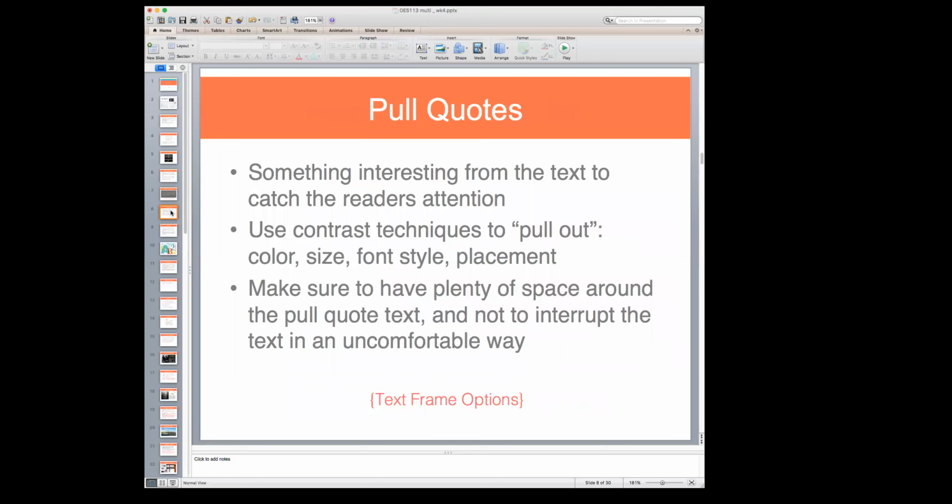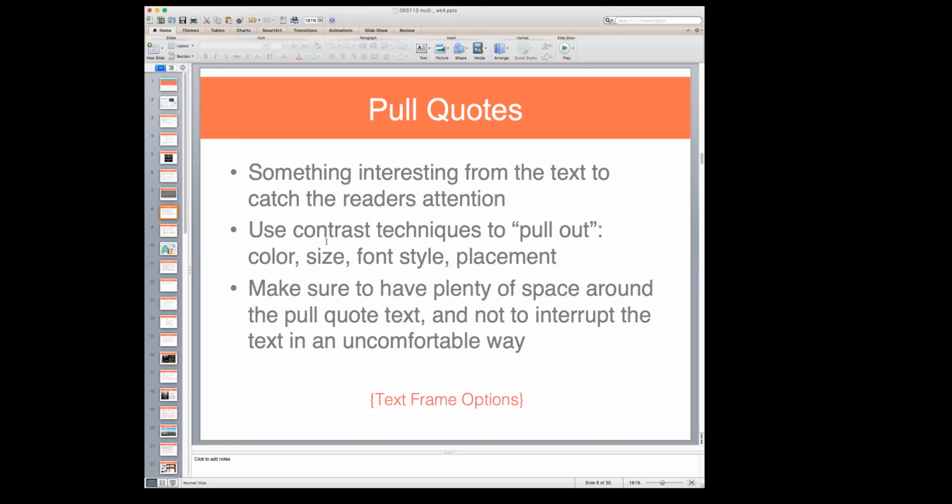We talked about pull quotes a little bit. It's just something interesting from the text. You can summarize it, or it can be a direct quote that you used. Just use contrast techniques to pull the quote out. So use color, use size, font style, placement. It can break the rule of the column grid. It can go across 3 of your 4 columns, just like we saw in that example.